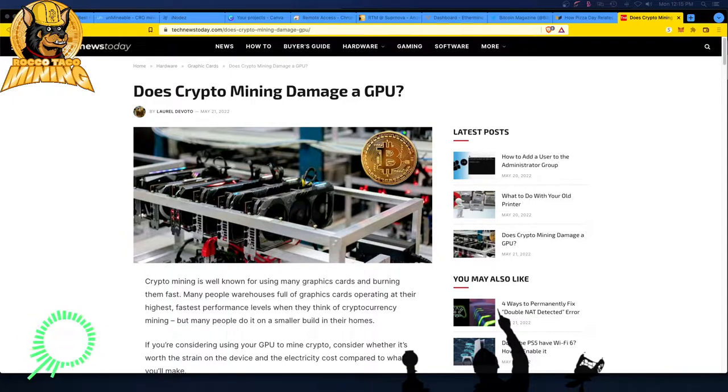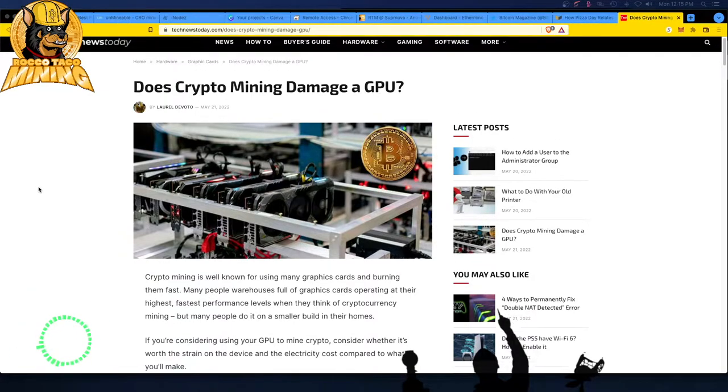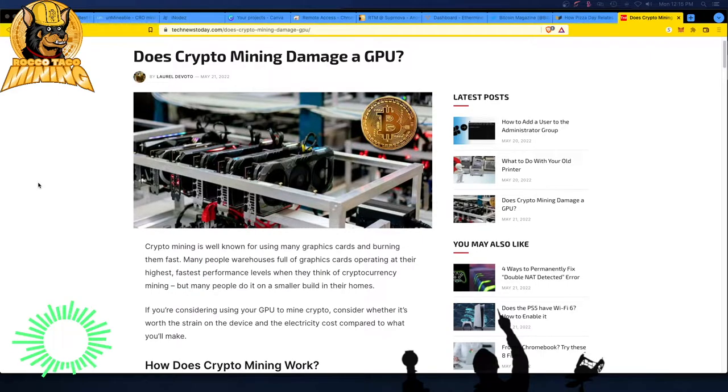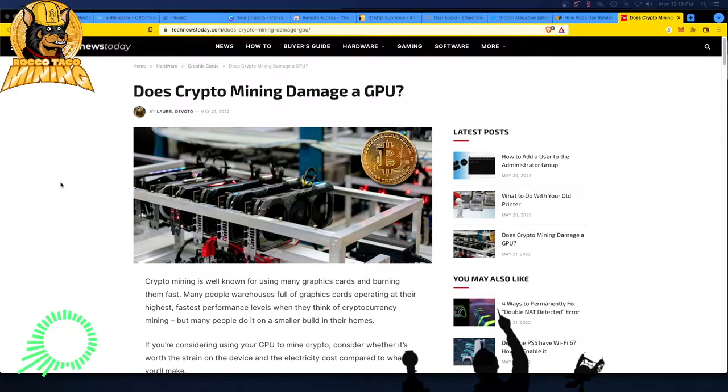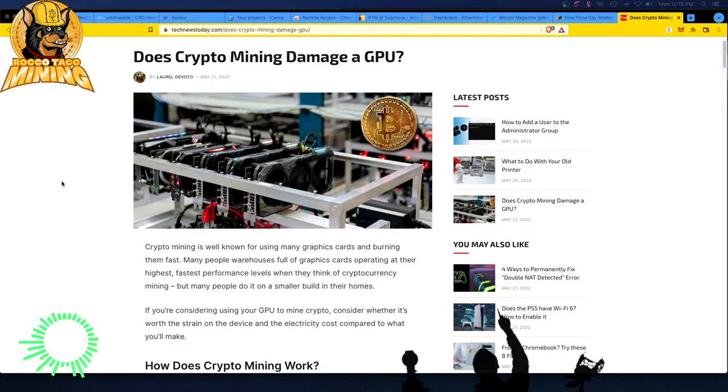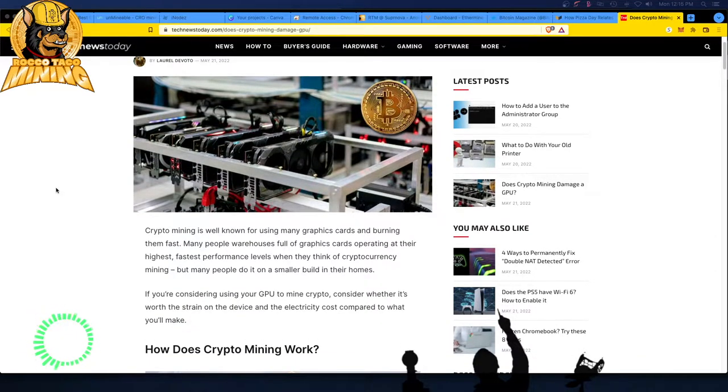Yeah, taking a break from the markets is a good thing. Sometimes you just got to walk away and do other things and forget about this stuff for a while. Anyway, this article is new, May 21st, 2022, from Tech News Today. So many websites out there putting out stuff.